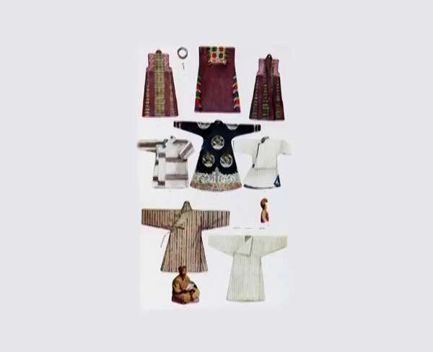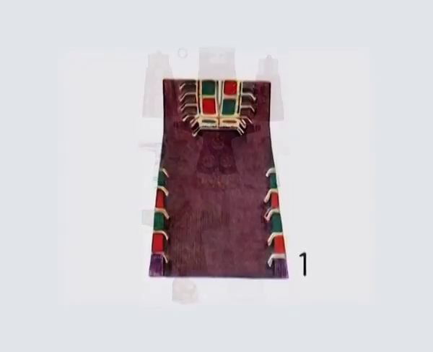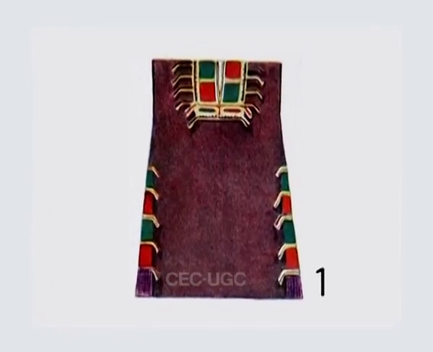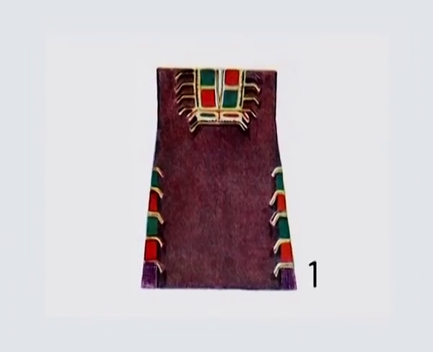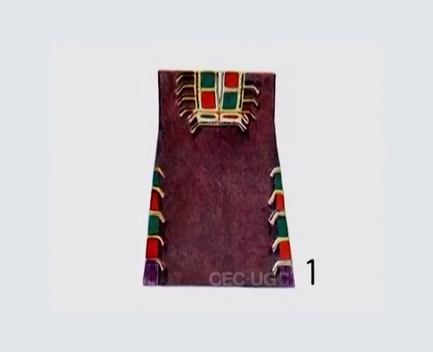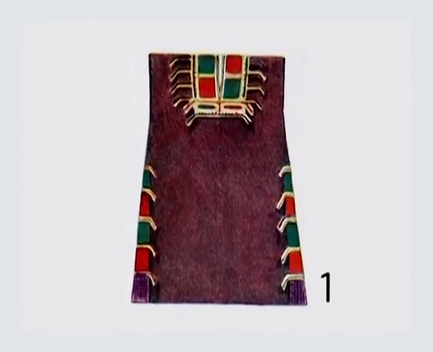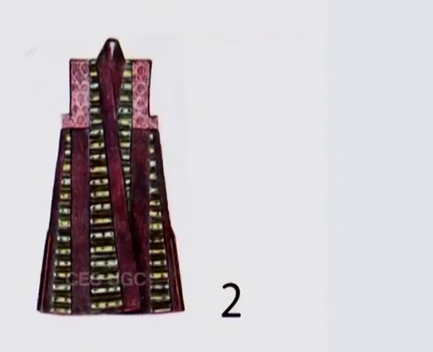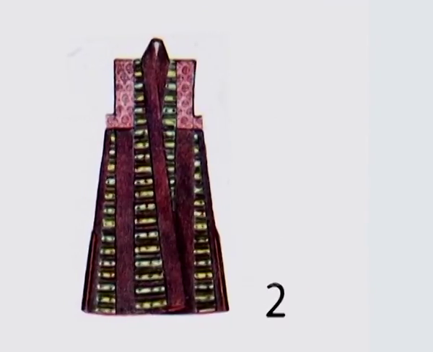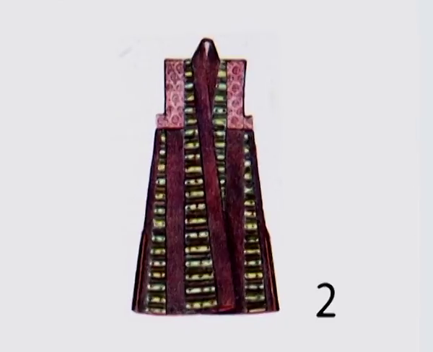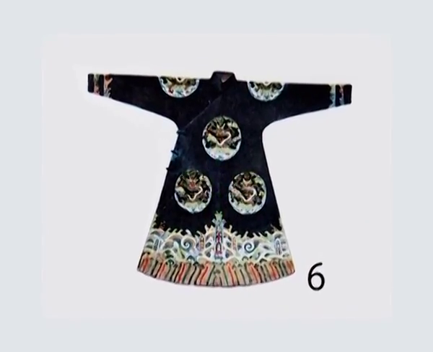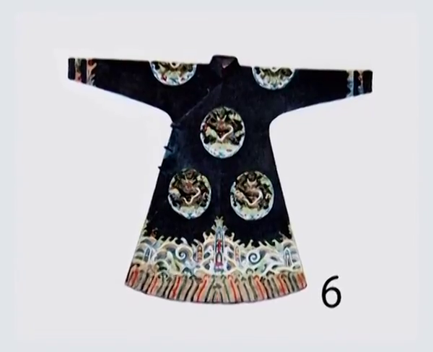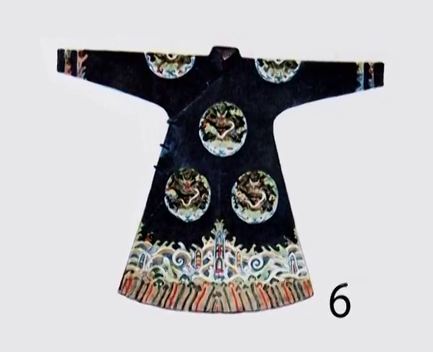We have another picture of Tibetan garments. Number 1. We have a sleeveless women's garment made of red native woolen material decorated with colored cloth and ribbons. Number 2. Woman's garment cut like a kaftan and decorated with Chinese brocade around the armhole. Number 6. Ceremonial costume of a Lama priest according to the Chinese fashion.